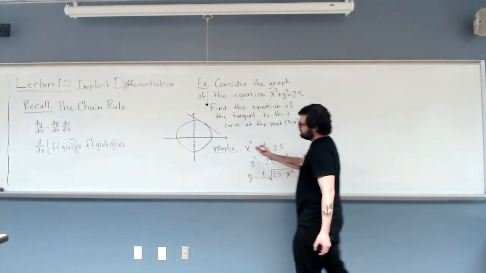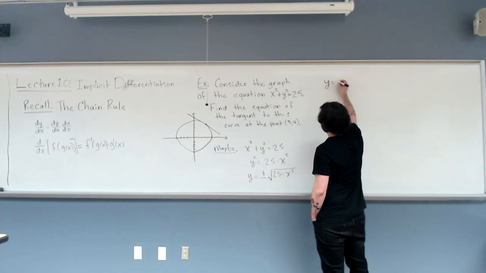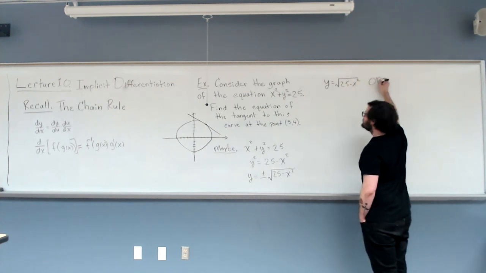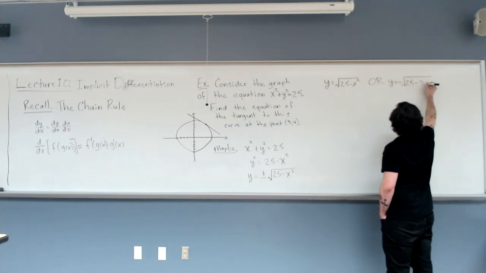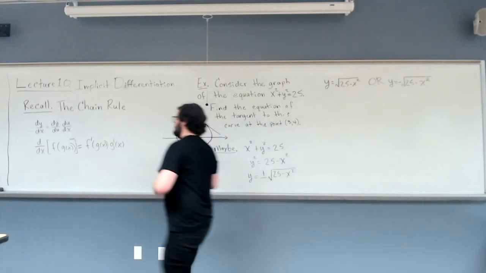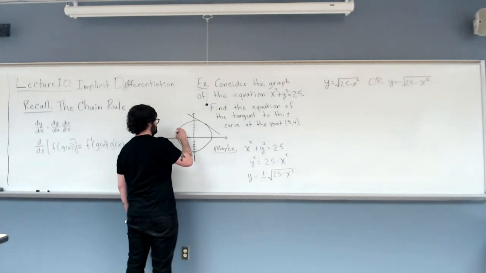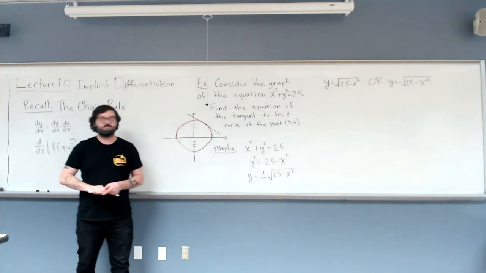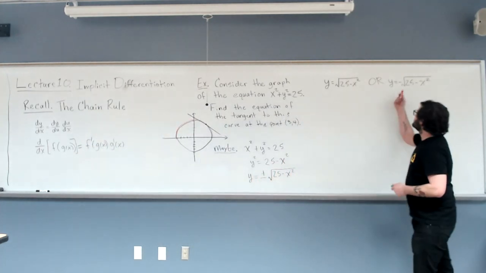So that's not a function. But what this is telling us is that maybe we can piece this up and make a function. So maybe y is equal to the positive part, or y is equal to the negative part. The positive part gives the y values that are positive, so it'll be like here. That curve would be y equals the positive part. And that is a function. It's no longer returning two different y's for one x. The negative one would be down here.